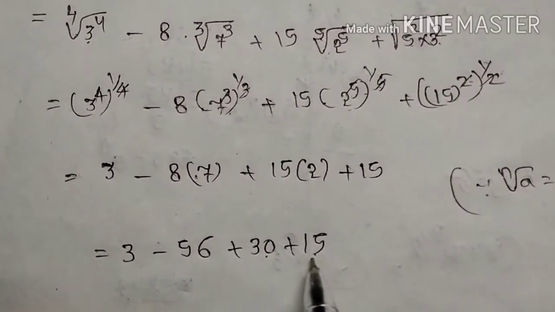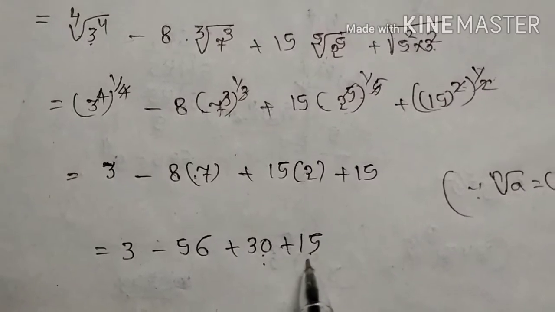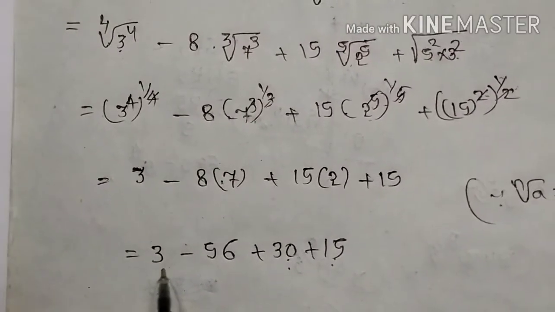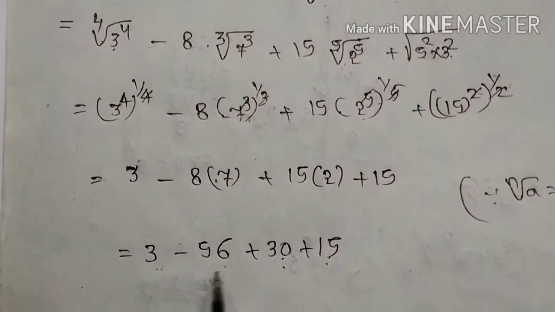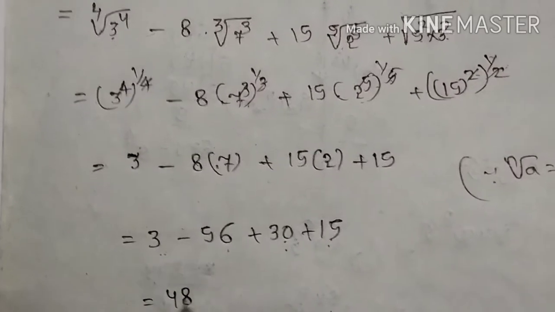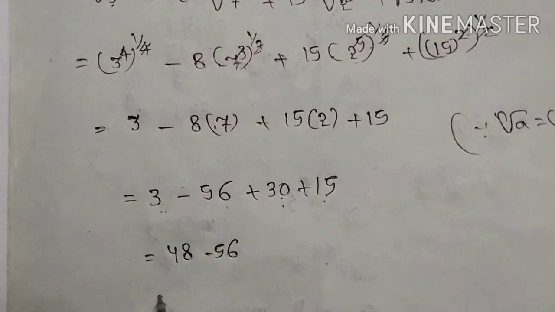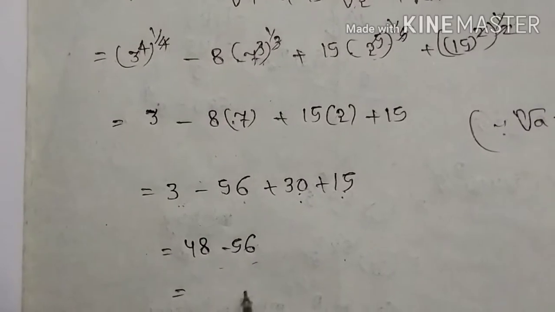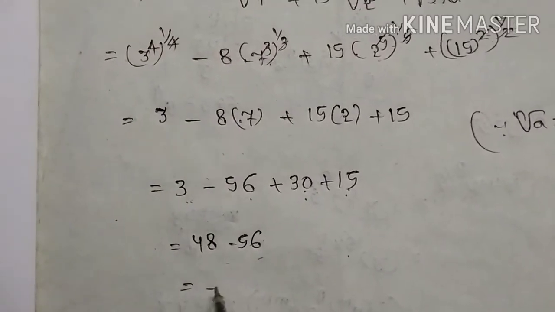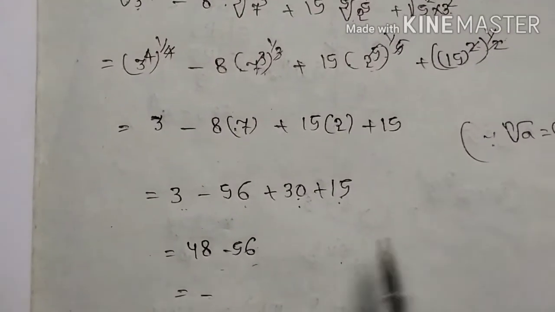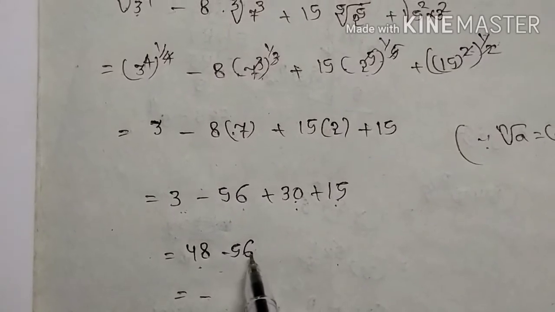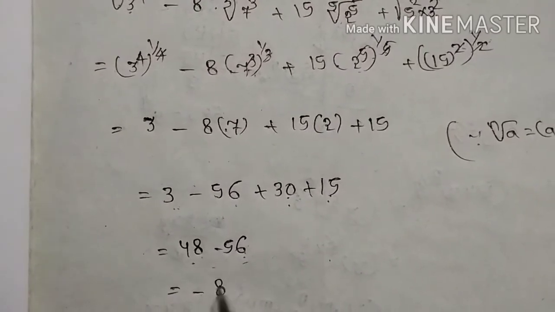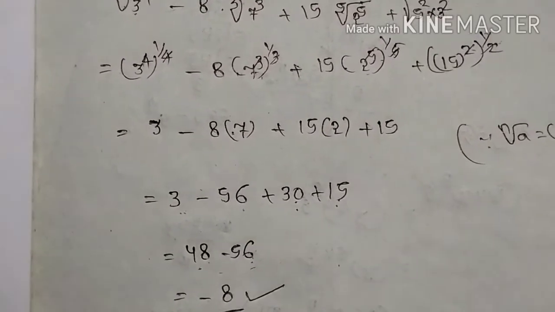30 plus 15, sorry, how much? 45. 45 plus 3 how much? 48. 48 minus 56, how much? You can write here 48 minus 56. You know that which is the biggest number? 56, having which symbol? Minus, so that you can write here minus. So now you can subtract smallest number from biggest number. That means 56 minus 48 how much? 8 only is your answer. That means minus 8 is your answer.